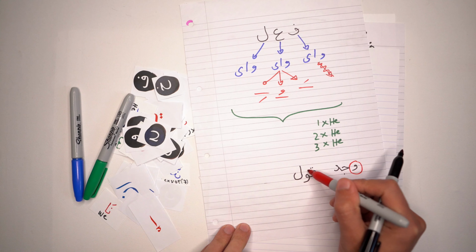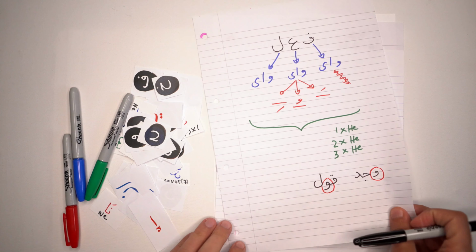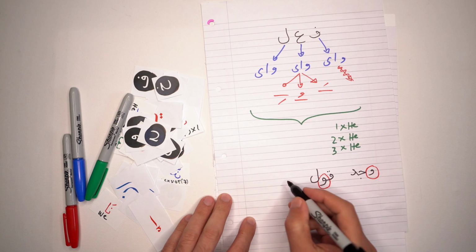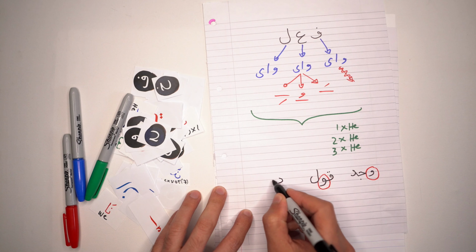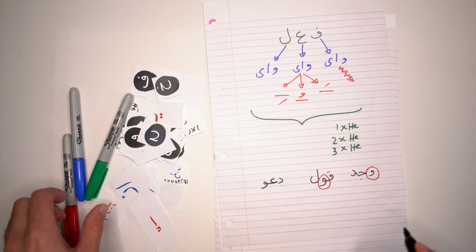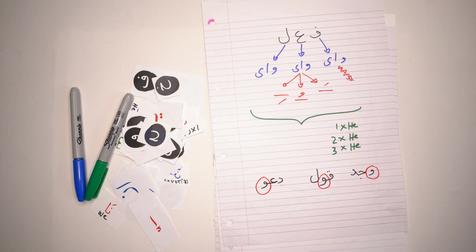Notice the middle one is a wow. Or for example, the last one, like da, a, wa. So the last one over here has a wow.